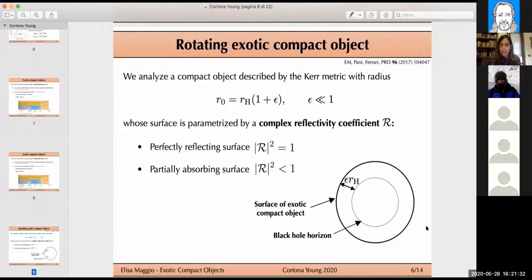The models that I analyzed are rotating exotic compact objects described by the Kerr metric, where they have a surface which is a bit outside the would-be event horizon of a black hole. This bit is parameterized in terms of this epsilon, which is microscopic in the Planckian limit. So this solution doesn't have the event horizon singularity and is perfectly regular in the interior. We parameterize the interior of this object through a surface reflectivity coefficient, and this is a complex value. We will analyze the case of a perfectly reflecting surface, which is the opposite of a black hole, which is instead perfectly absorbing. And then we will also analyze solutions which are partially absorbing due to viscosity or dissipation.